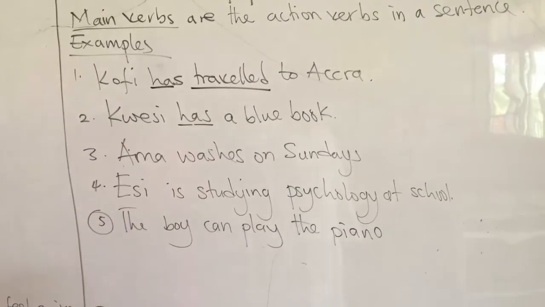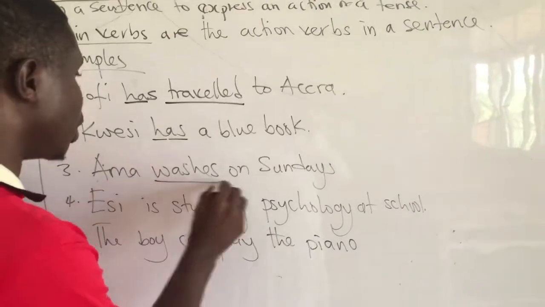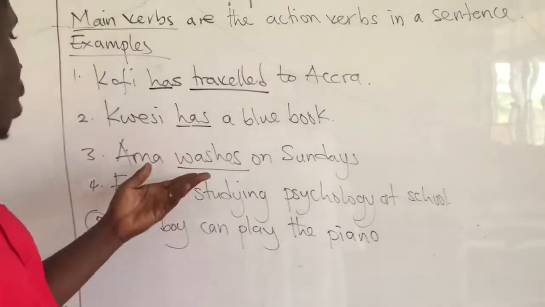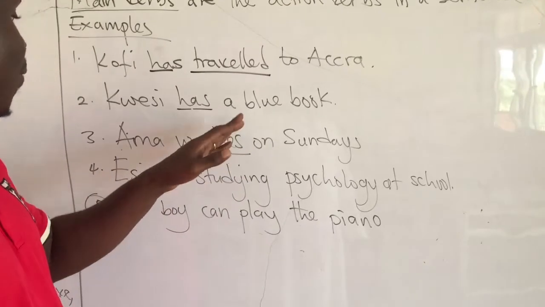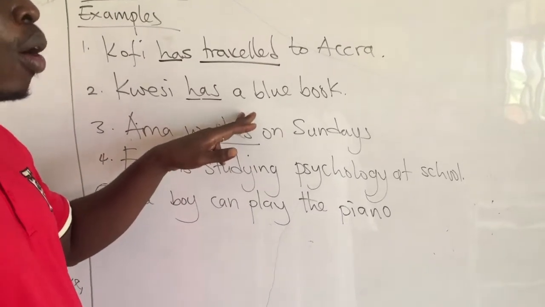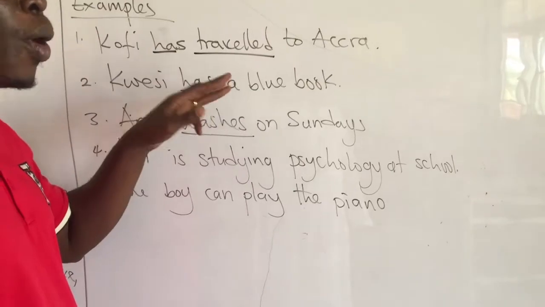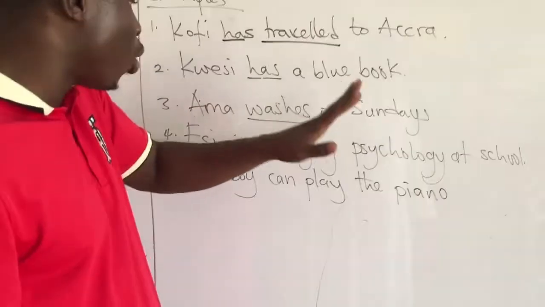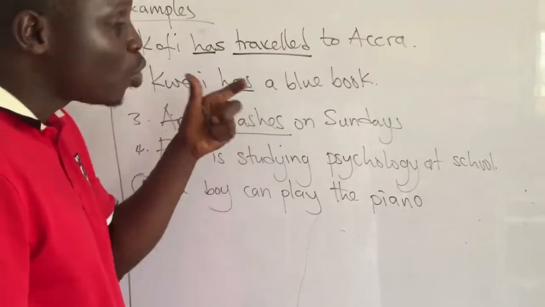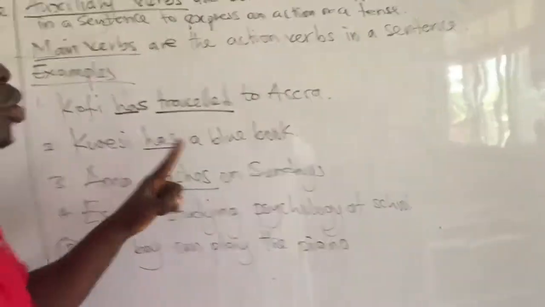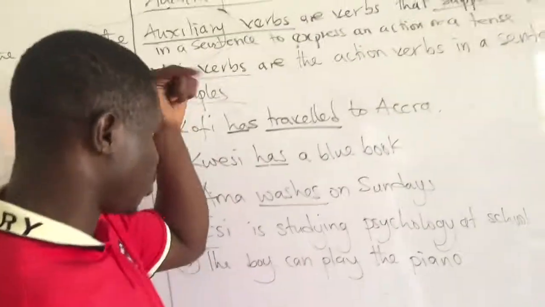So for instance, if you look at the next one, Amma washes on Sunday. How many verbs do we have? We have only one verb. So you categorize that verb as either an action verb or a state of being verb, because it's only one. So anytime you have only one verb in the sentence, your attention should go to state of being or action.